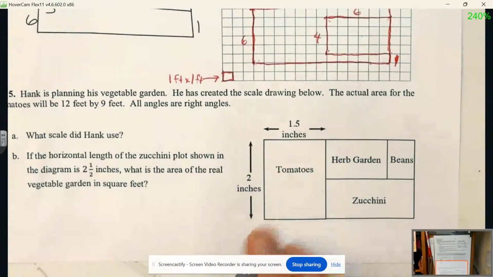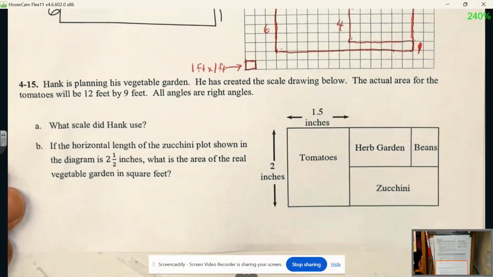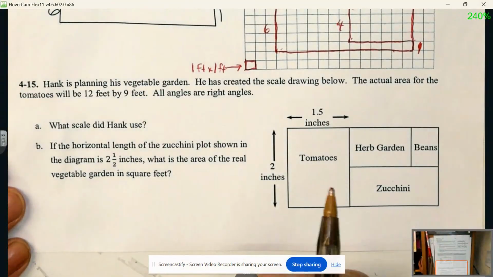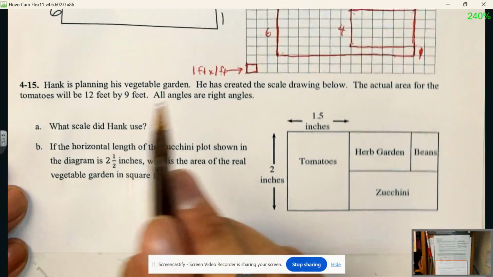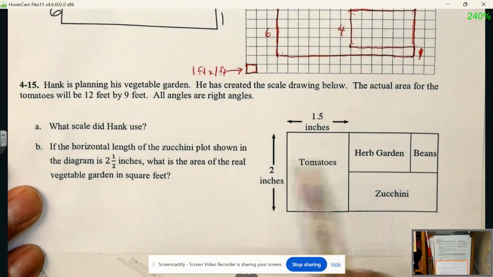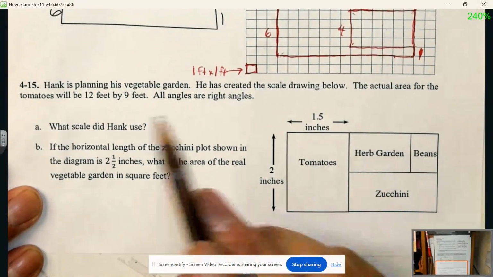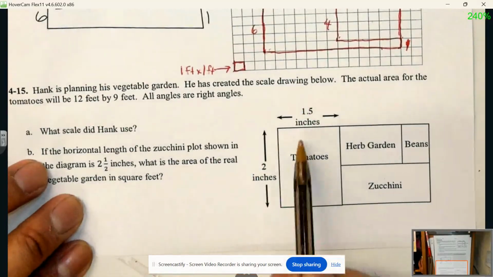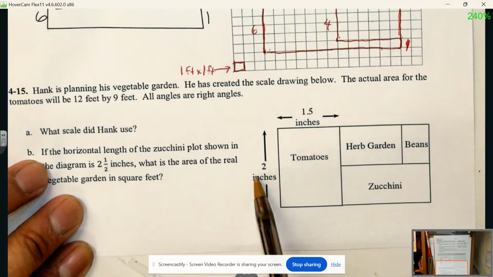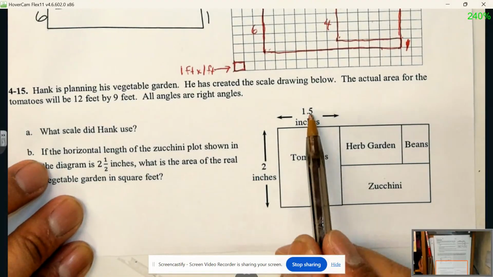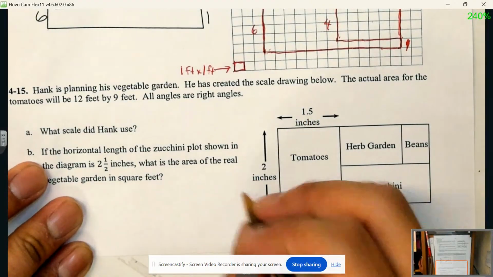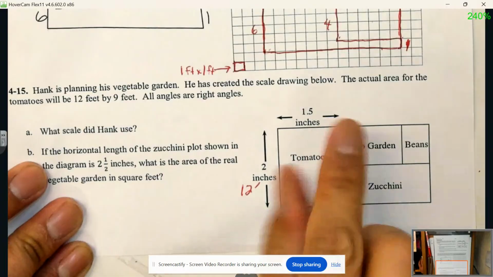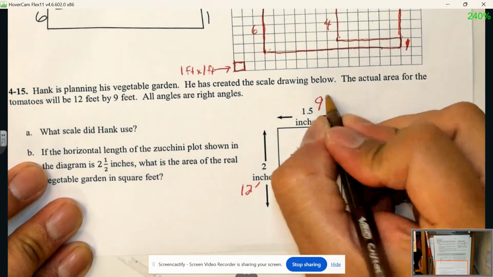So looking at that last question, it's kind of similar to the first one. Hake's planning a vegetable garden, and he's created a scale drawing. Here's a scale drawing. The actual area of the tomatoes will be 12 feet by 9 feet. So let's go ahead and mark those. Here's the tomatoes. 12 by 9. Which one is the 12? Which one is the 9? All right, so obviously this is the 12 feet. And then this one would be the 9 feet.